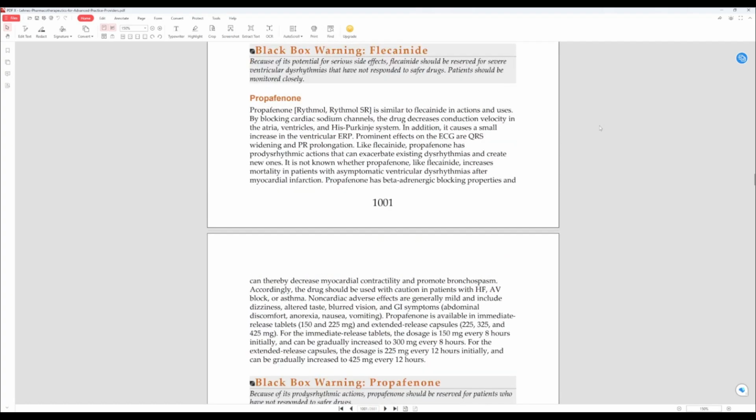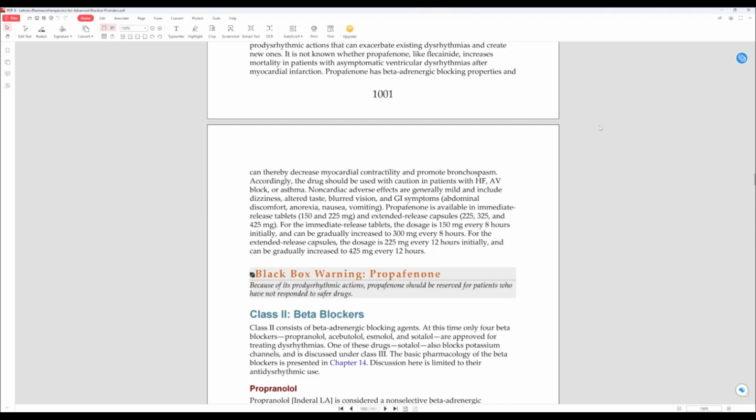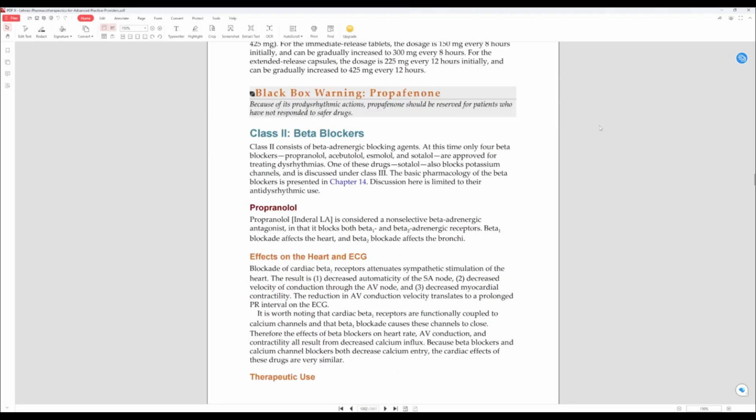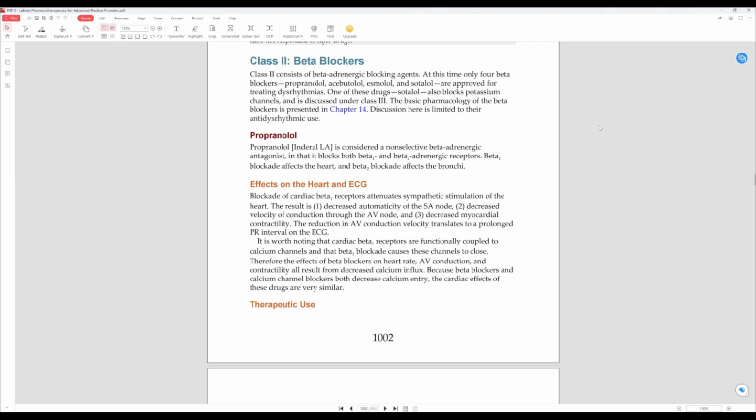So, Rhythmol has a black box warning. Because of its pro-dysrhythmic action, Rhythmol should be reserved for patients who have not responded to safer drugs. So those were all of our Class 1 medications.